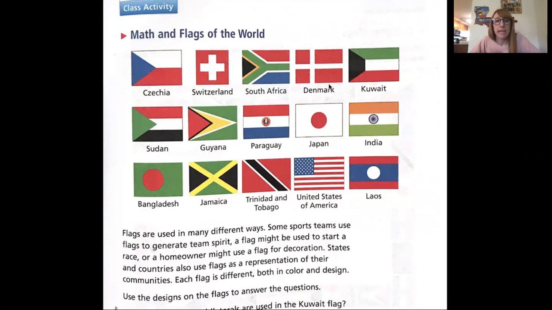Okay, so looking at math and flags and how they connect. At the beginning of the unit, some of you asked, what in the world do flags have to do with geometry? Why are we even going to try and connect the two? Well, now that we're through the geometry unit and we've learned so much, you can see how flags and flag designs might be connected to our geometry unit. So we're going to look at angles, different shapes, side lengths, and symmetry throughout this whole lesson.